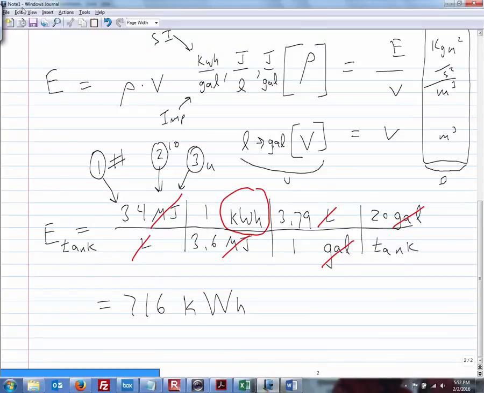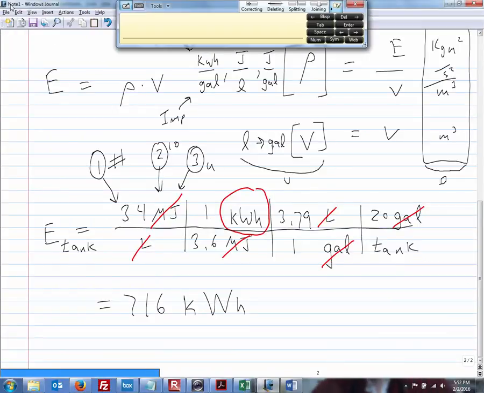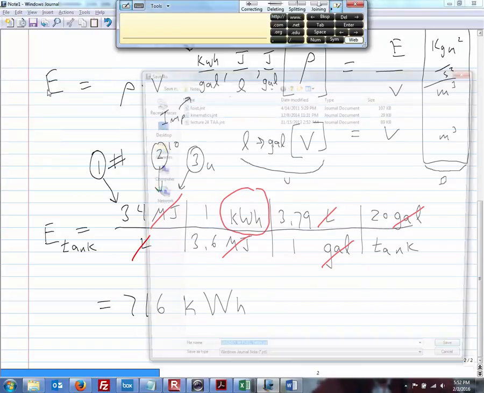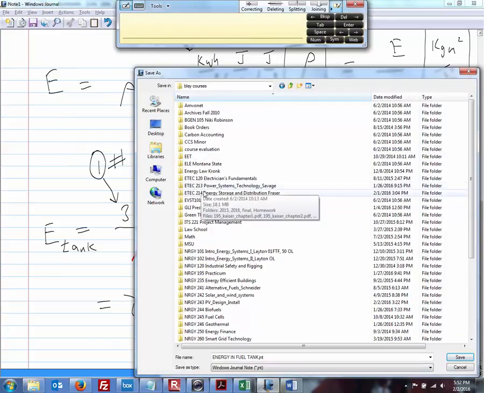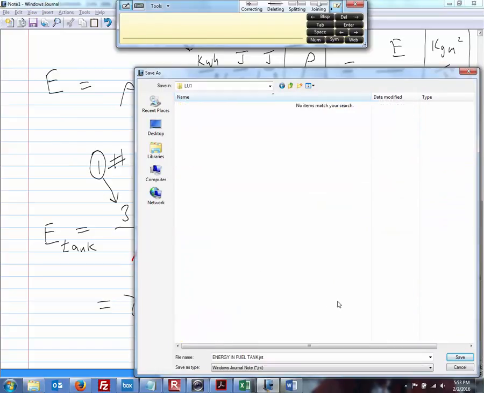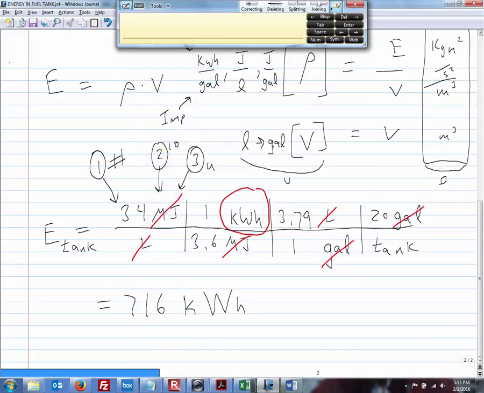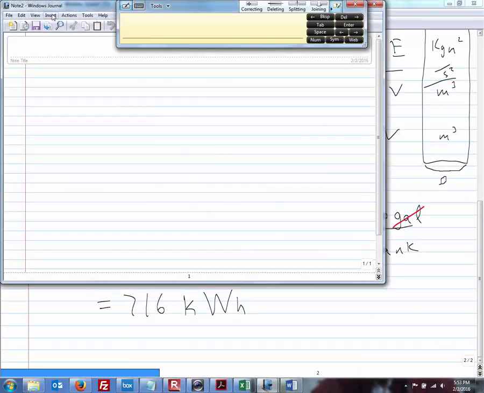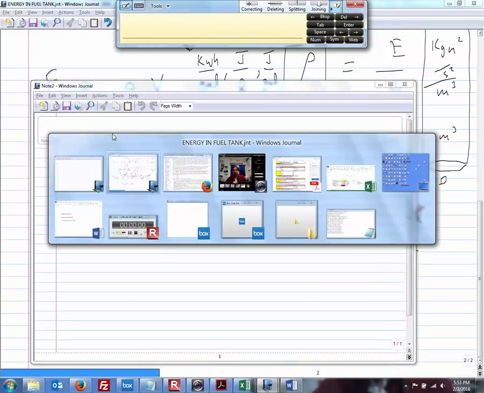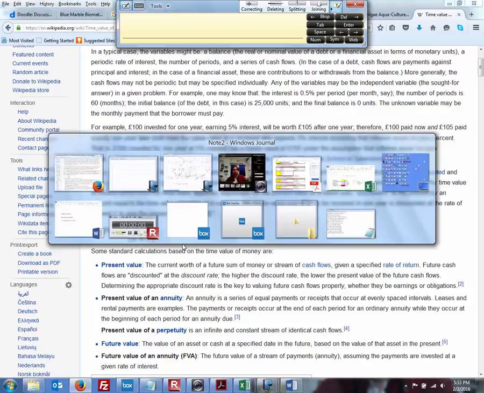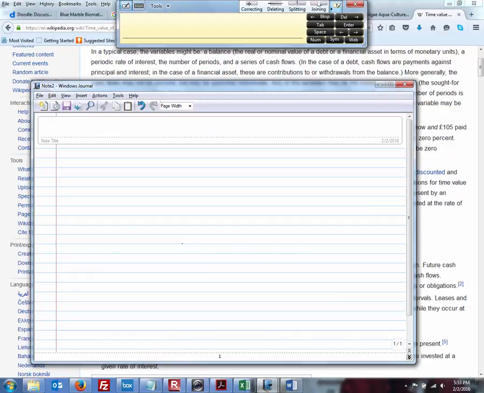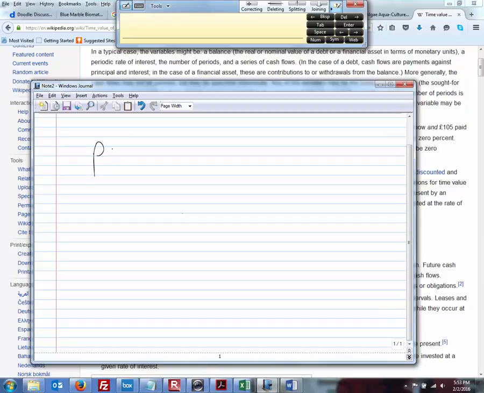Let's go to notes, file, save as, and start a new one. So we go right to that wiki page. Present value equals future value divided by 1 plus r. So what does that mean? Well, let's go ahead and copy it down. Present value equals future value over 1 plus r.